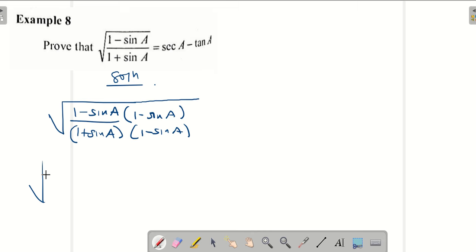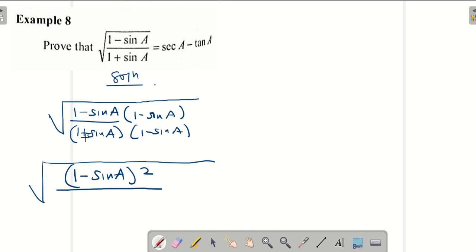We have the square root of, so let's focus on the first one. We have 1 minus sine A, 1 minus sine A, which can be written as 1 minus sine A, all squared, since they are the same. Then all over, here we have 1 plus sine A, we have 1 minus sine A. This one is a difference of two squares. So we can take the negative and square each of the terms. So 1 squared is 1, then minus sine A becomes sine squared A. That is the difference of two squares.